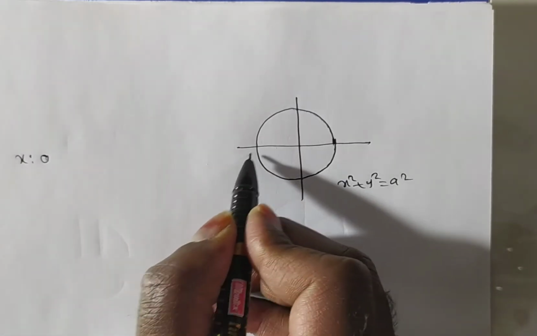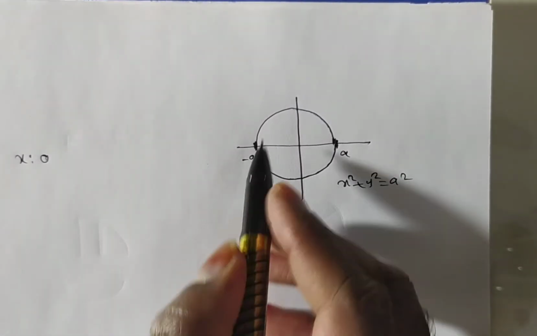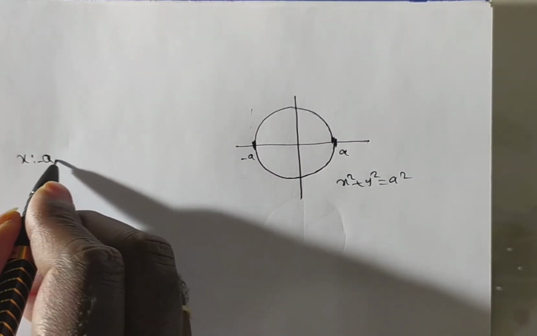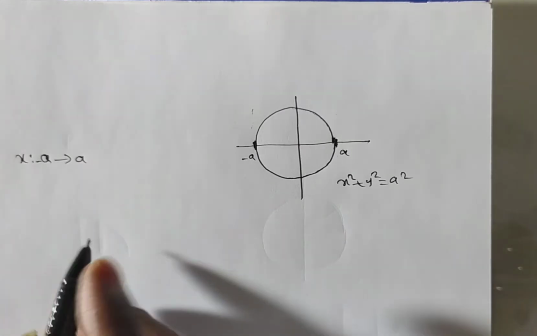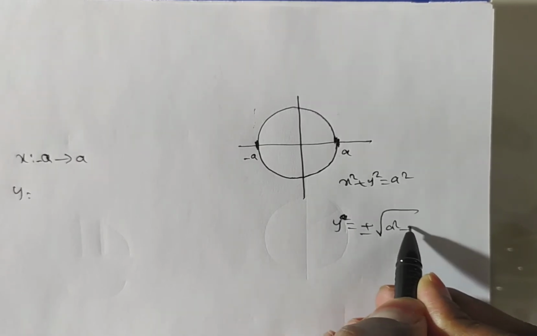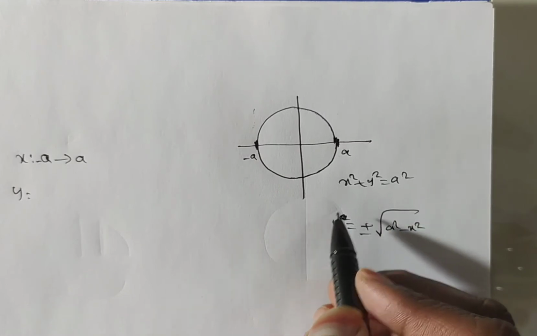So x is from, you observe, x starts from minus a and goes to a. Observe this entire region: x is equal to minus a to plus a only. So minus a to plus a for the full circle. What about the y value? Earlier we discussed y square is equal to a square minus x square, or y is equal to plus or minus square root of a square minus x square. So to get the y value, y should be dependent on x.